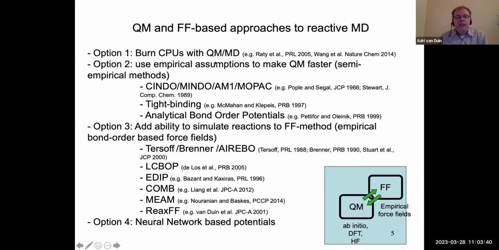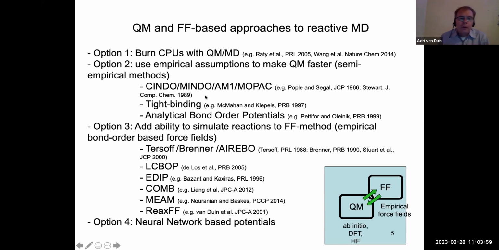And so you can still stay within quantum mechanics. You can do quantum-based molecular dynamics. That is becoming increasingly popular because our computational tools get better, our computation facilities get better, and also the algorithms behind it improve. But that's still arguably a very expensive method.